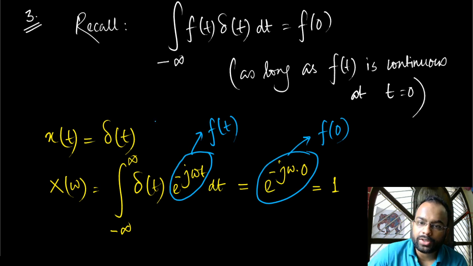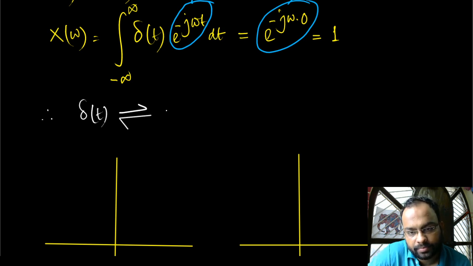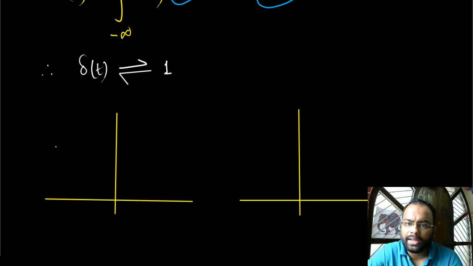All right. So let's proceed. So we have just realized that the Fourier transform of delta t is equal to 1, right? So what implication does it have?